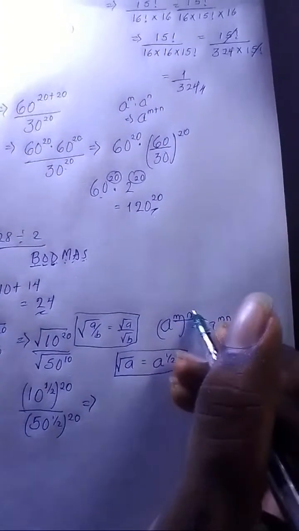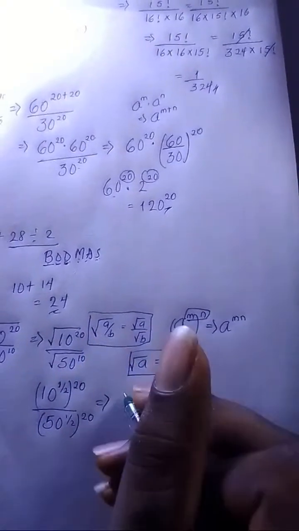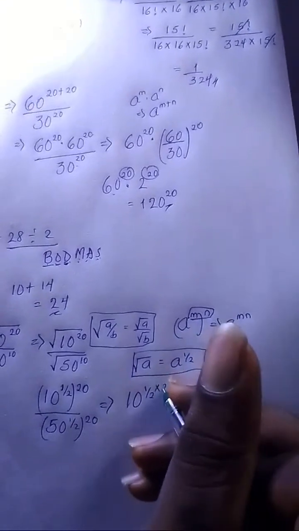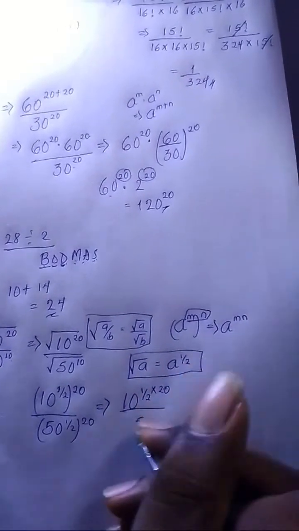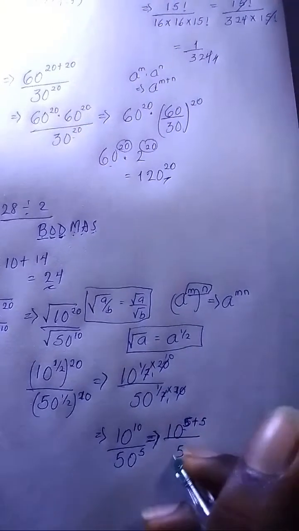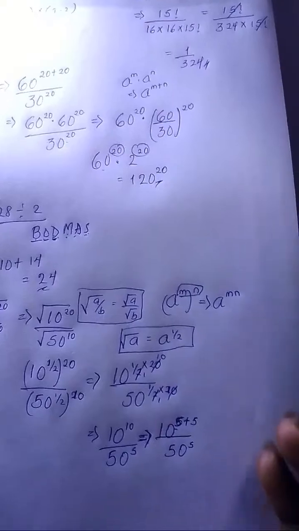Why? We multiply the powers together, right? So from here, we multiply these powers. You have 10 raised to the power of 1 over 2 times 20 over 1, right? So 10 raised to the power of 10 over 50 raised to the power of 5, right? Good.